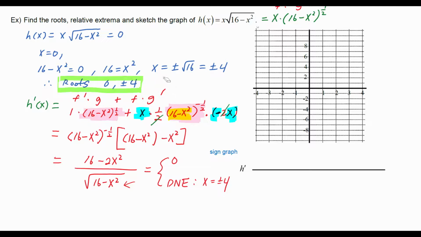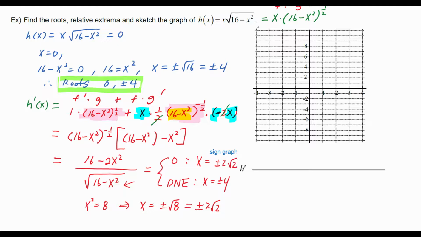And when is numerator of this h prime 0? This will be 0 if x squared is equal to 8, so that 8 times 2 becomes 16. So that's when x squared equals 8, which means x is equal to plus minus radical 8, which means x is equal to plus minus 2 radical 2. So I will have another 2 critical numbers, which is plus minus 2 radical 2.